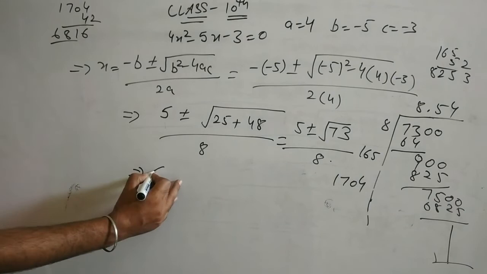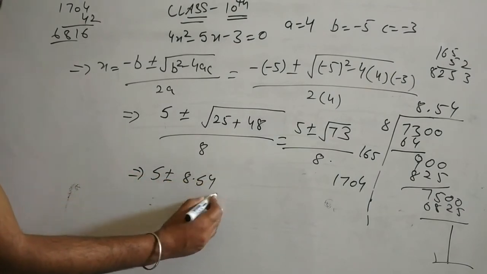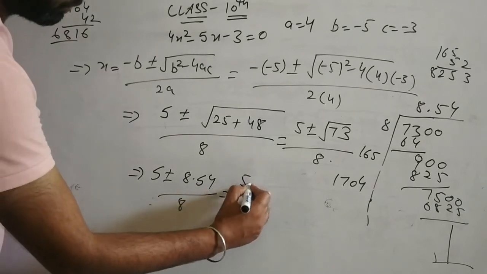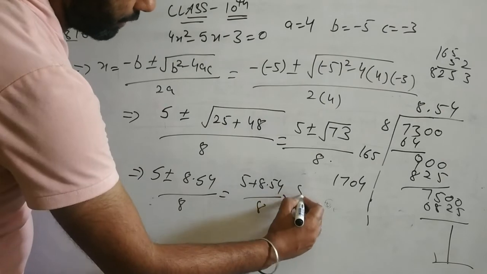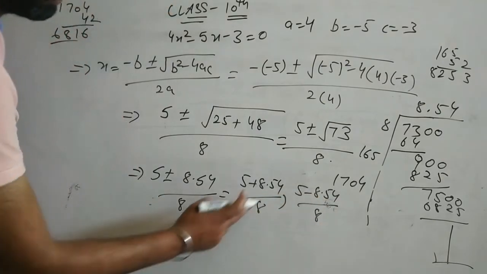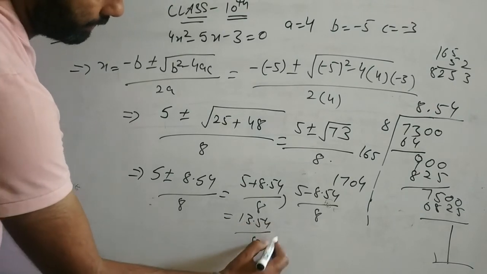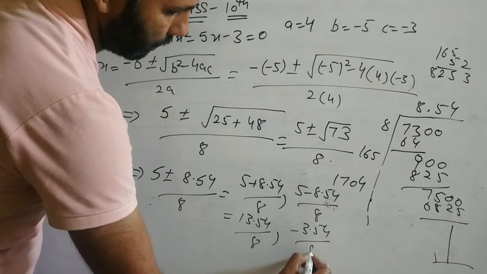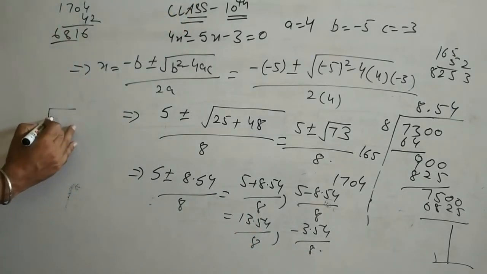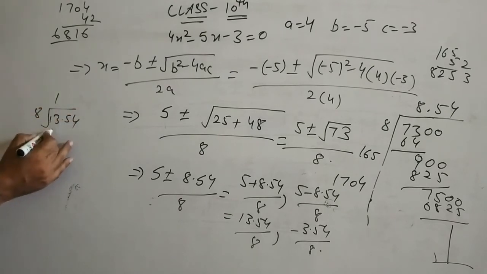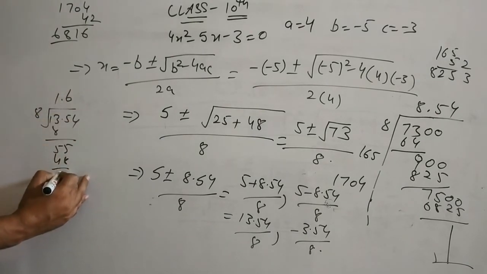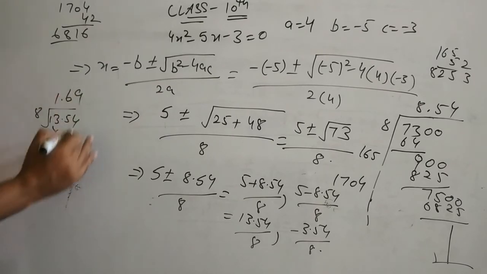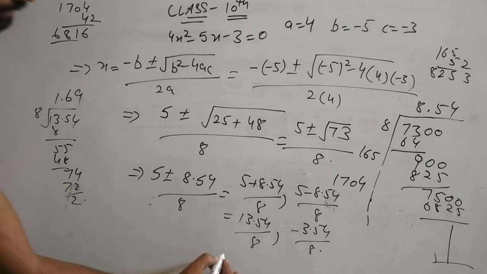So what we got is 5 plus minus the value 8.54, divided by 8. One time add: 5 plus 8.54 over 8, and the second time 5 minus 8.54 over 8. Adding gives 13.54 over 8, and with minus it is minus 3.54 over 8. Divide it, beta. 13.54 divided by 8: 8 ones are 8, 8 6s are 48, and so on. We get 1.69 as the root. Similarly divide the other one too; that will be your second root.